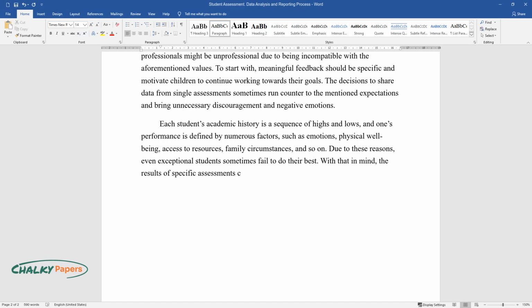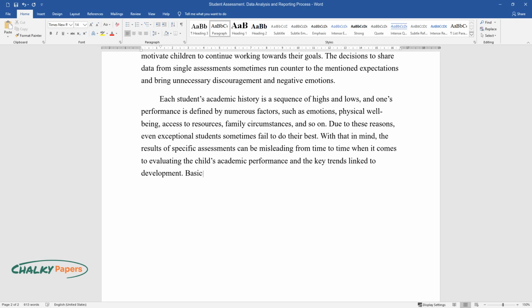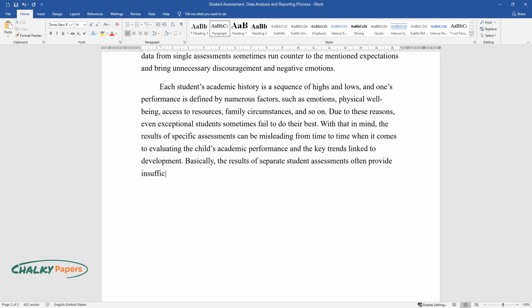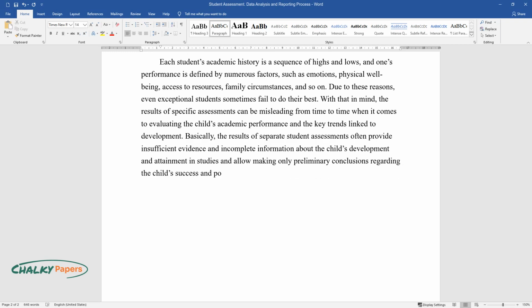With that in mind, the results of specific assessments can be misleading from time to time when it comes to evaluating the child's academic performance and the key trends linked to development. Basically, the results of separate student assessments often provide insufficient evidence and incomplete information about the child's development and attainment in studies and allow making only preliminary conclusions regarding the child's success and potentially helpful interventions.